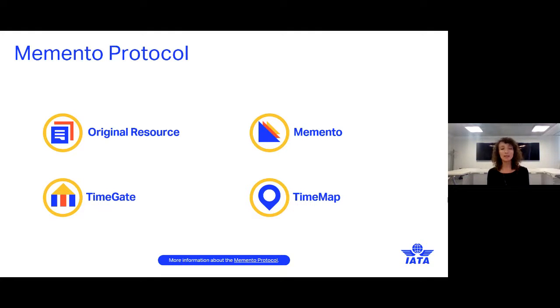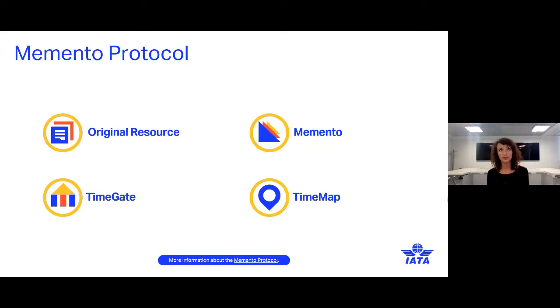There's a time gate. A time gate is an endpoint that can return, based on a given date time, the memento that is closest to that requested date. And there is a time map. The time map contains all the existing versions of the logistics object, the original resource URL, and also the time gate.